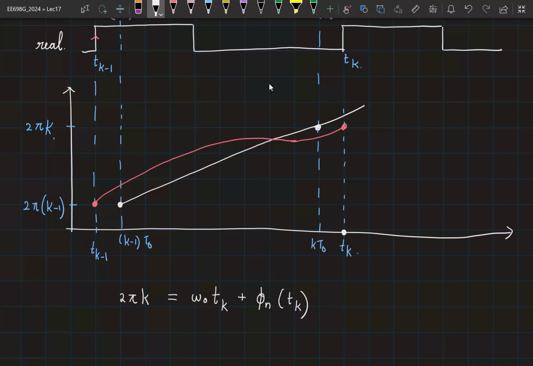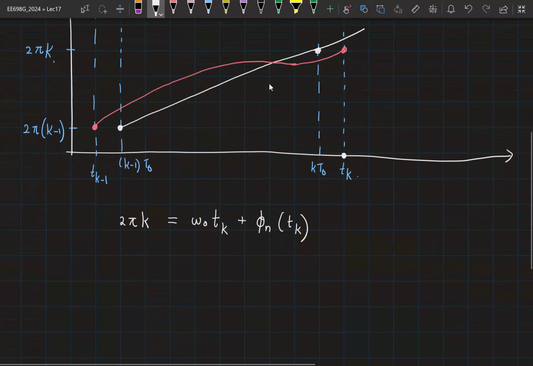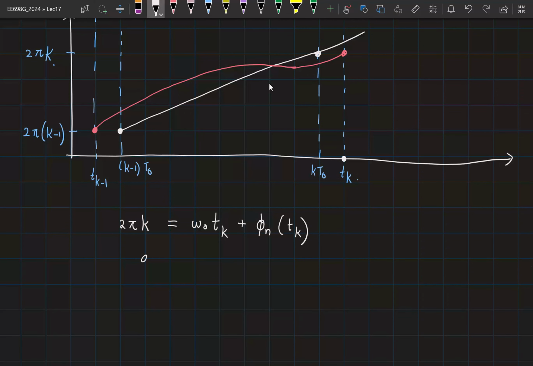Right? Then I asked you to rearrange this and give me an expression for ak. Do you remember the expression? Please look at your notes and tell me. This was ak equals k t naught minus phi n of tk by omega naught. Okay. So we derived the equation.